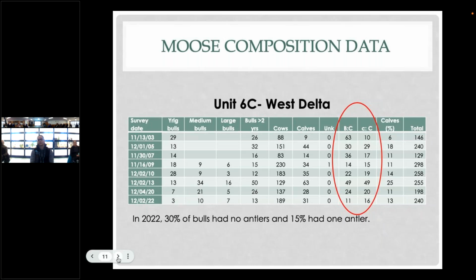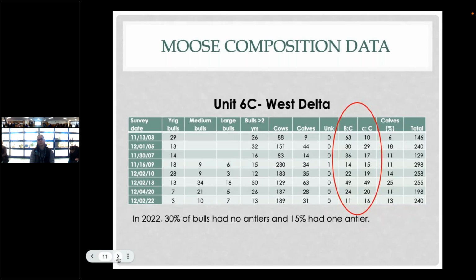So it's going to be in my future to look at this area sooner rather than later again, and hopefully the antler drop won't be as bad. The total number of animals I saw was great. 240 moose is a good sample for classification, but for some reason the moose dropped their antlers earlier this year.